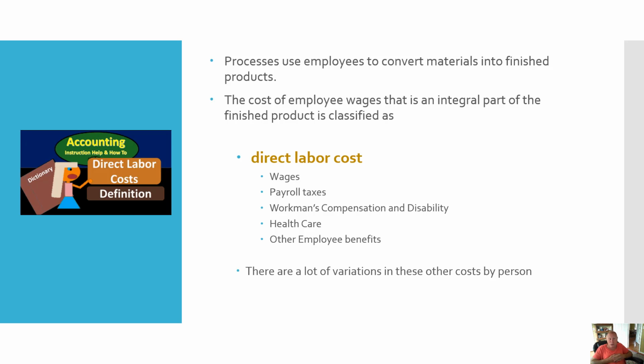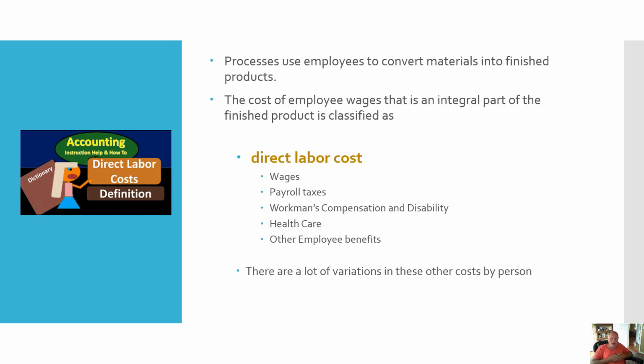There's payroll tax. That includes the federal unemployment, Social Security, Medicare costs, state unemployment. These are all based on percentages of wages paid. Then you have workman's compensation and disability insurance that the company has to pay for. You have health care benefits. You have retirement plans and other employee benefits.